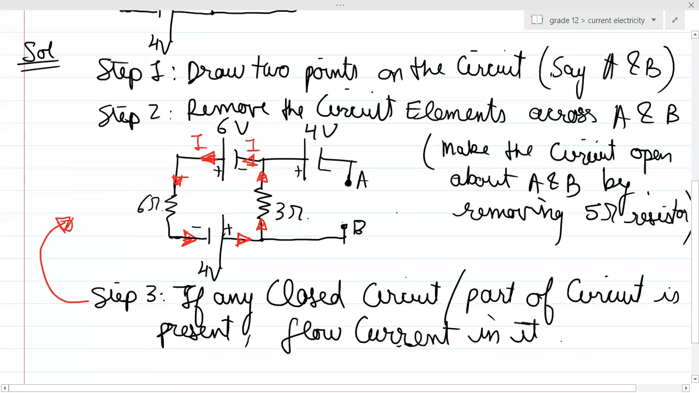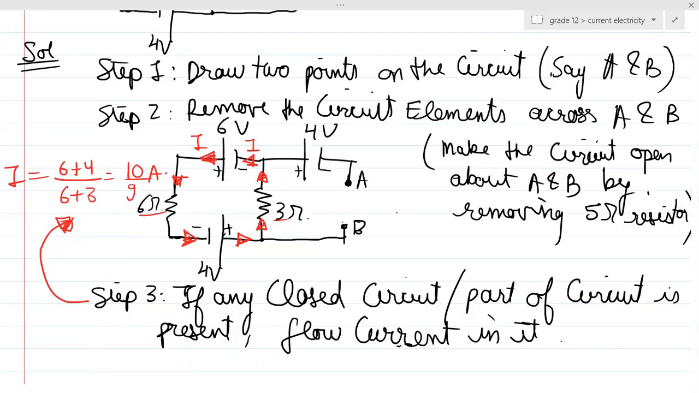You will calculate this current. What is this current equal to? Can you see this 6 volt and 4 volt, they are supporting each other? The current is coming out from the positive terminal, entering the negative terminal and coming out from the positive. So both the batteries are supporting each other. So I'll write 6 plus 4 divided by, can you see this 6 ohm and 3 ohm will be in series? So 6 plus 3 is how much? So 10 by 9 ampere. Is this clear? Okay. Now step 4.